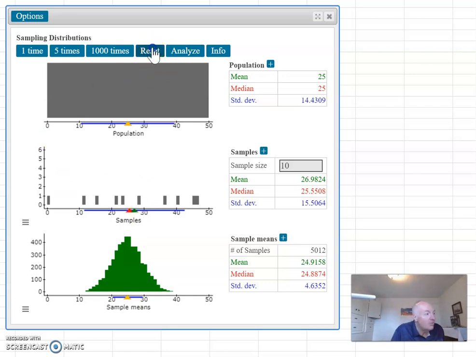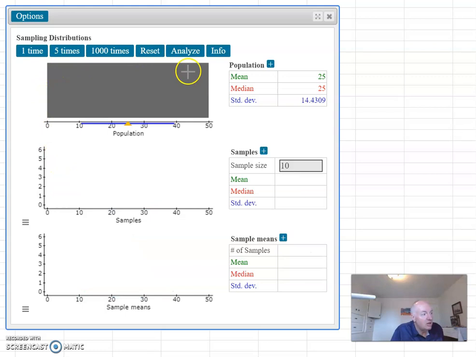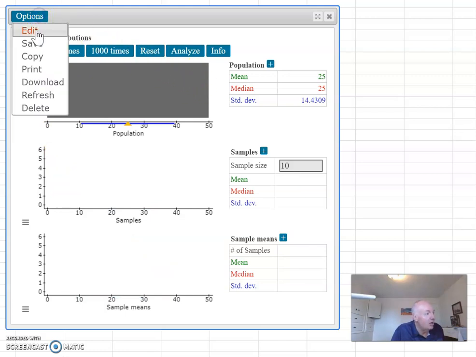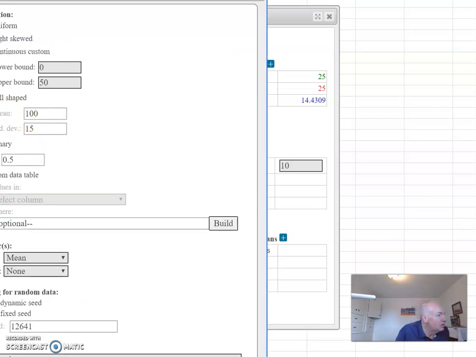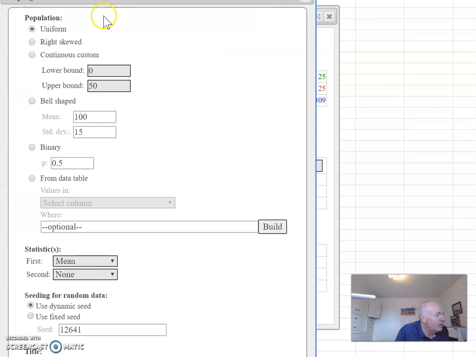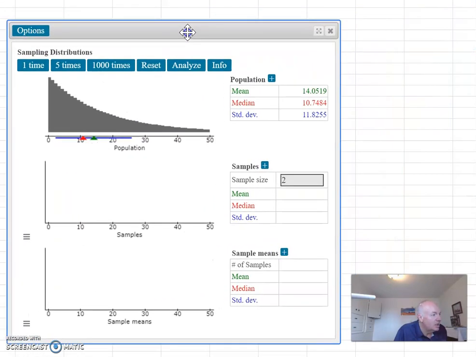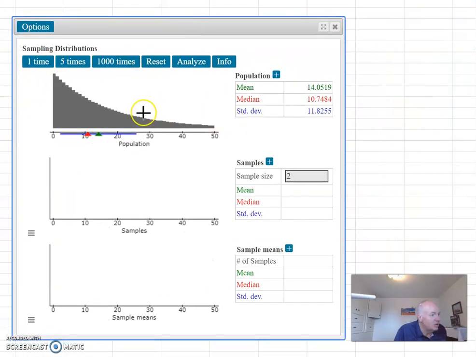Okay, let me do this one more time, but let's not use a normal distribution. Let's see what else we got here. What about a skewed distribution? Do we have a skewed? Yeah, so let's do one that's right skewed. And yeah, so here we go. Look at this. There it is. Look, this is the distribution of the population.